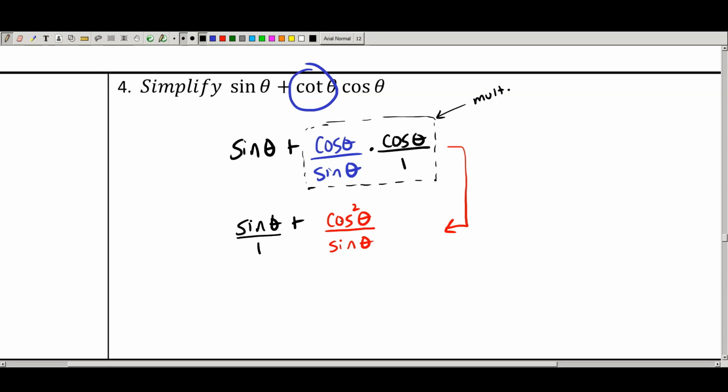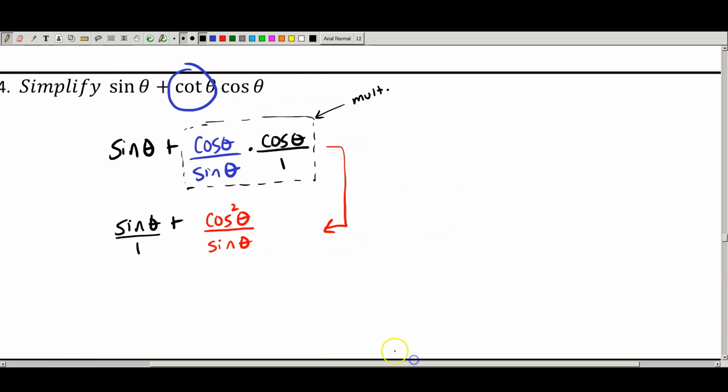Okay? So, a little review on fractions. Off to the side here, let's just do a really simple example just to review. If I have, let's say 2/3, and I'm going to add 5/6, right?